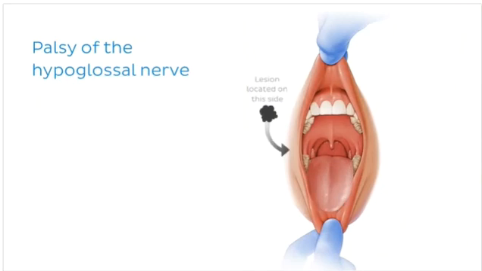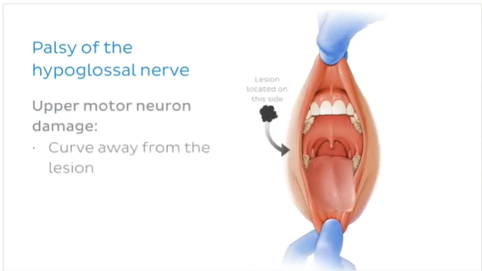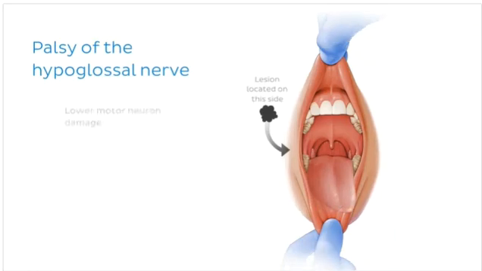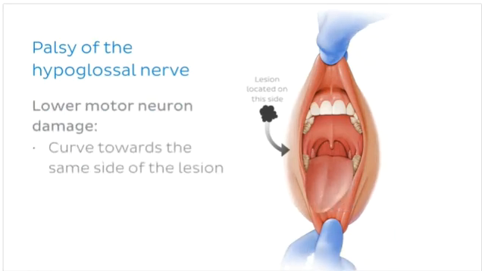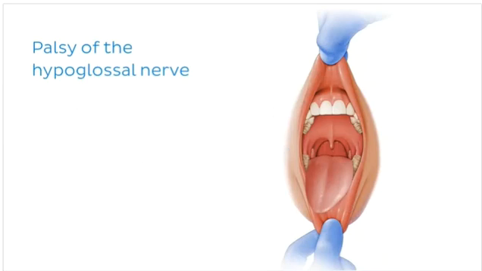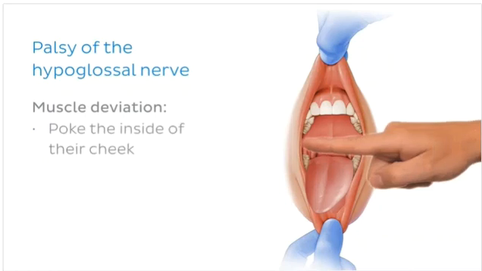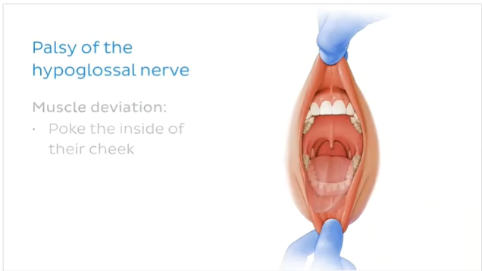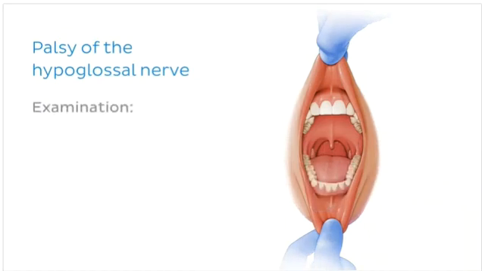If there's damage to an upper motor neuron, the tongue will curve away from the side of the lesion, and conversely, if there's lower motor neuron damage, the tongue will curve towards the same side of a lesion. And generally, muscle wasting and twitching is only observed in upper hypoglossal nerve lesions. Muscle deviation can be present during hypoglossal nerve damage, and in this case, the damage can be assessed by asking the patient to poke the inside of their cheek and feeling how much pressure they can apply. Upon examination, you must also gauge whether the patient's speech is slurred, with the tongue sometimes being described as heavy or clumsy.